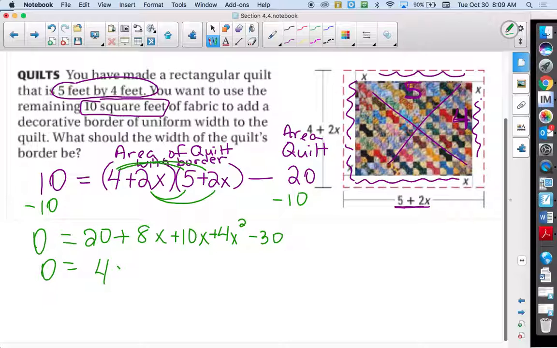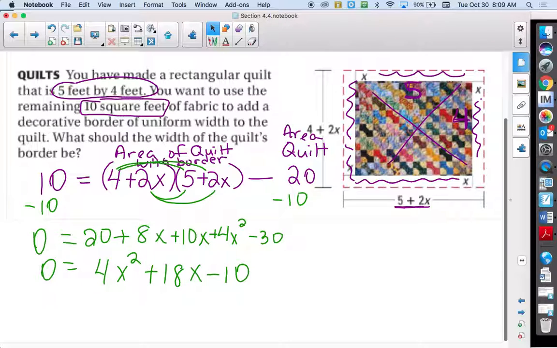I'm going to put the 4x squared in the front so that the x squared term is in the front of the problem. So set it equal to 0. Zero product property, it has to be equal to 0 for us to do anything with it in order to factor it. Solve for x. And then also foiling those two quantities together, the length and the width of our entire area that the quilt will eventually take up, gives us 4x squared plus 18x, and then when we combine the 20 and the negative 30, we have that minus 10.